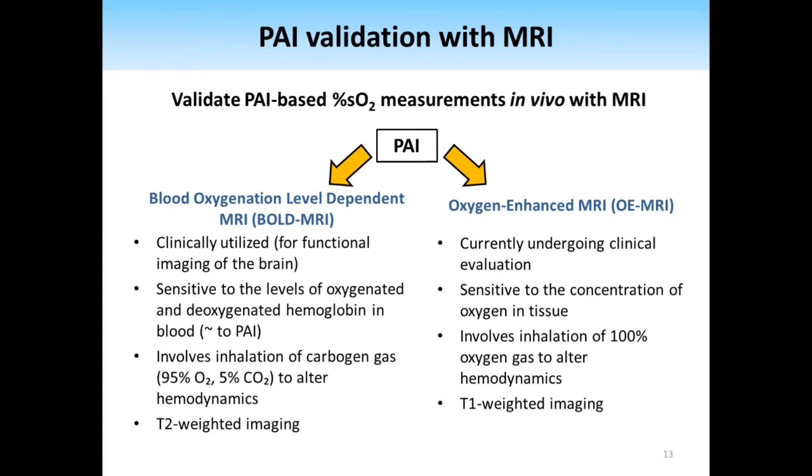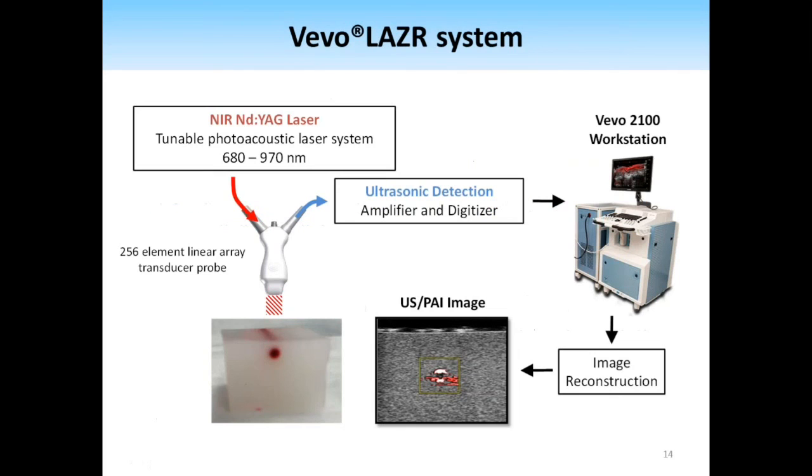First, I'll talk about the BOLD-MRI experiments, and then the oxygen-enhanced MRI experiments. But to begin, I wanted to show the setup for the Vevo LAZR system, if any of you aren't familiar. If you've only used the Vevo system for ultrasound, this system is comprised of a tunable laser between 680 and 970 nanometers.